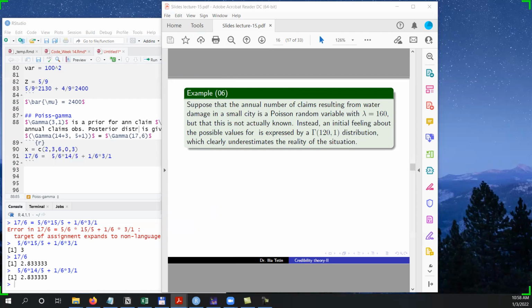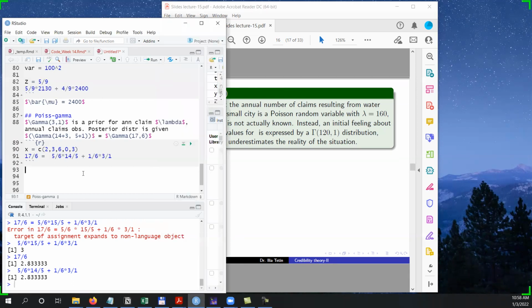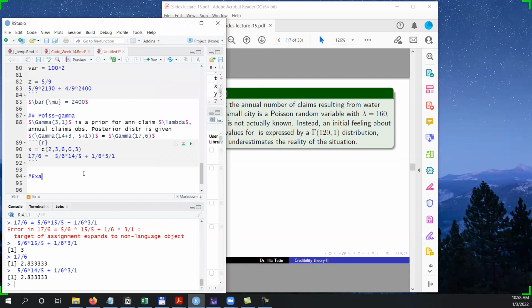So suppose that the annual number of claims resulting from water damage has lambda equal to 160, and we have the gamma distribution 120 with beta 1, and this underestimates the reality of the situation. Let's say that we were collecting data for n years, this is example 6. Where's my mouse? Can't find my mouse.